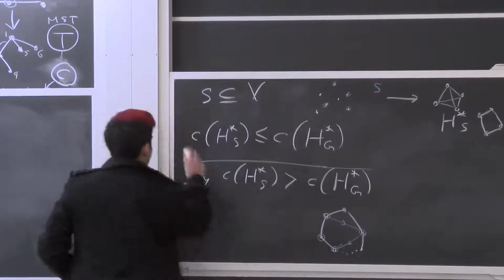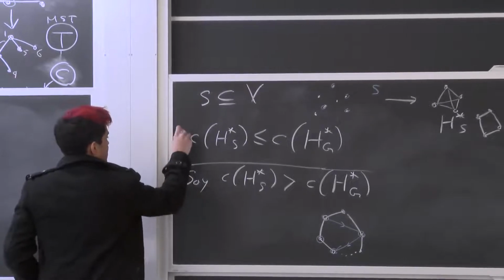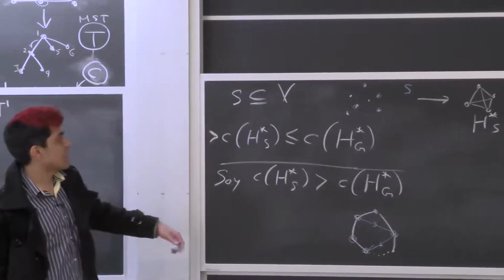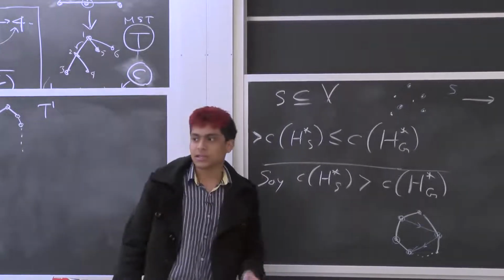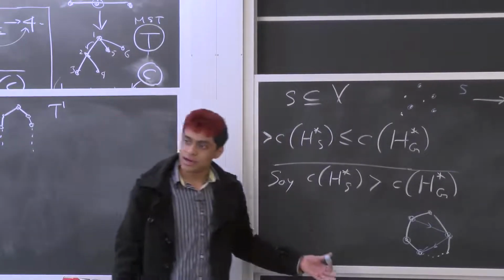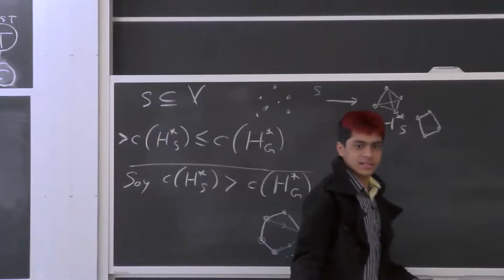So the important fact is that if you have a subset of vertices making the restricted graph, the cost of the minimum Hamiltonian cycle is always less than or equal to the one in the original graph. So intuitively that should make sense. That's the proof.